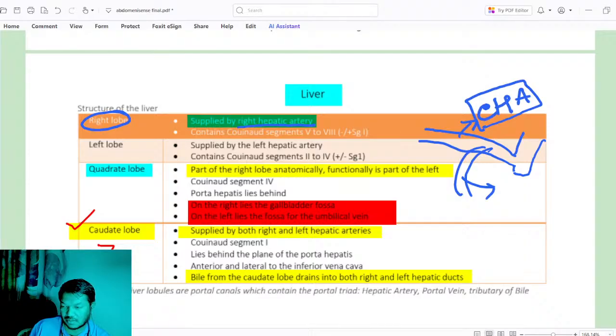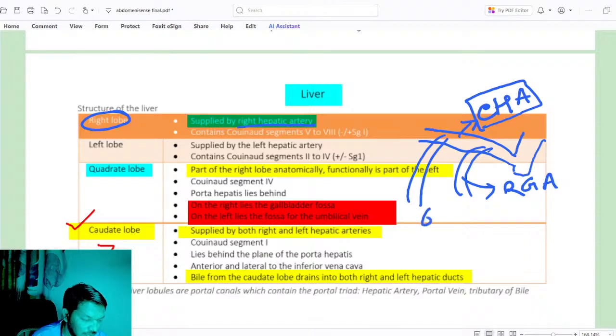Right gastric artery. Then what is the second branch? Gastroduodenal. And then it is dividing into two, one is left, one is right: right hepatic artery, left hepatic artery.